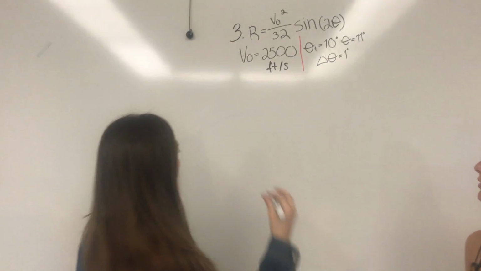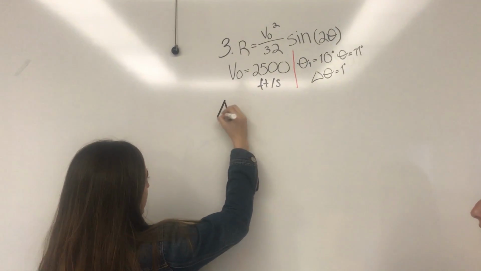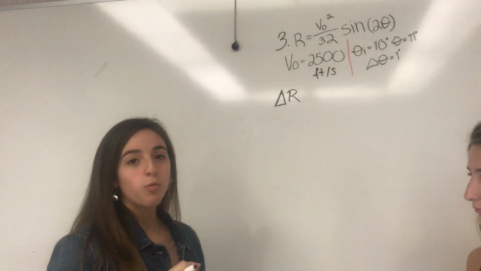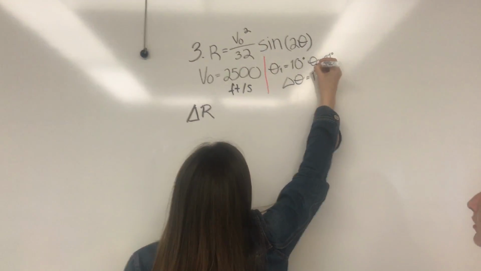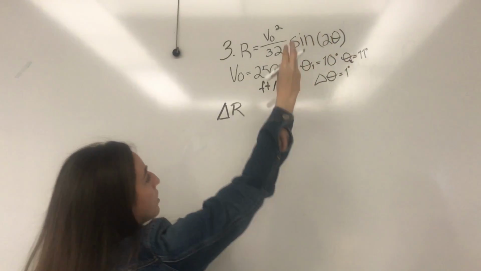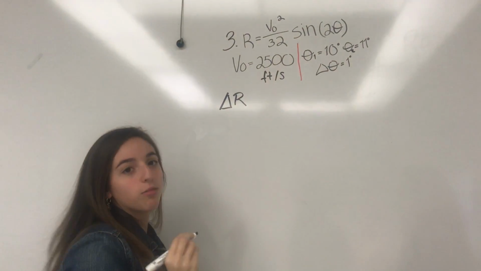The change in the range is expressed as delta R, in which we subtract the formula with angle 2, which is 11, minus the function with angle 1, which is 10.